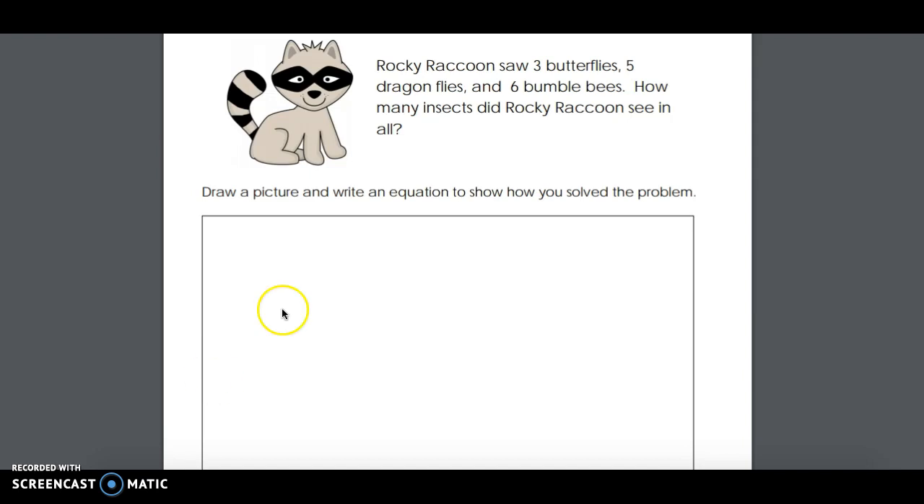Rocky Raccoon saw 3 butterflies, 5 dragonflies, and 6 bumblebees. How many insects did Rocky Raccoon see in all? Draw a picture and write an equation to show how you solved the problem.